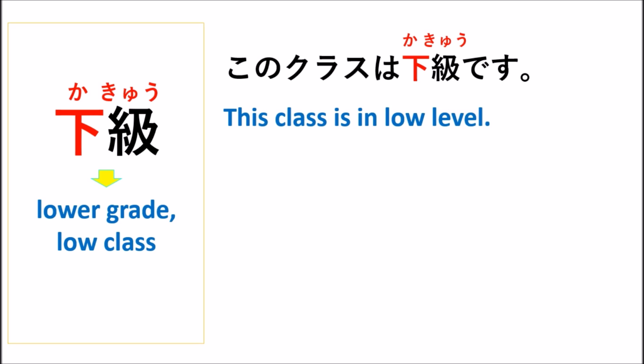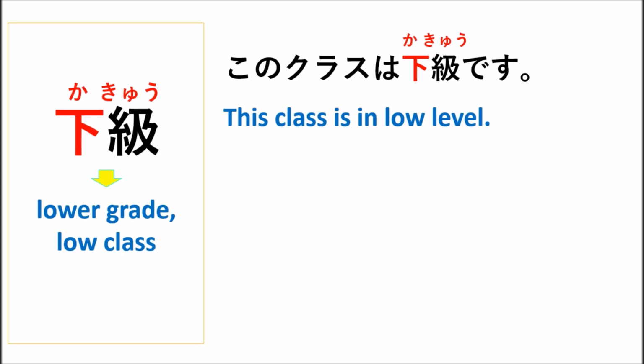So here we have the sentence このクラスは下級です。Which means this class is in low level. Class means class in English. Kono means this, so kono class means this class. Wa ka-kyu desu means is in low level. Here we are talking about the class.